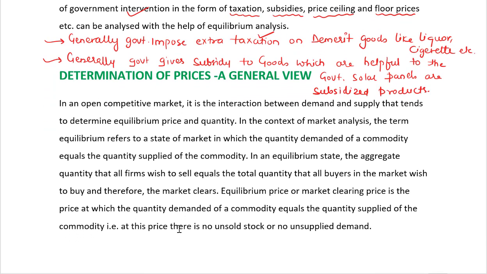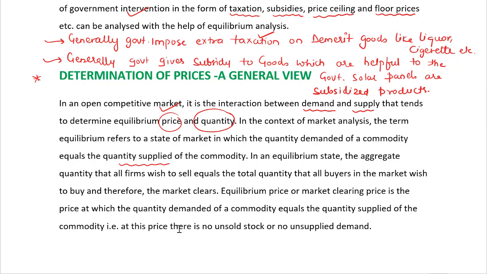Let's see a determination of prices, a general view. In an open competitive market, it is the interaction between the demand and supply that tends to determine the equilibrium price of a product or equilibrium quantity of a product. In the context of market analysis, the term equilibrium refers to the state of market in which the quantity demanded of a commodity equals the quantity supplied of a commodity.